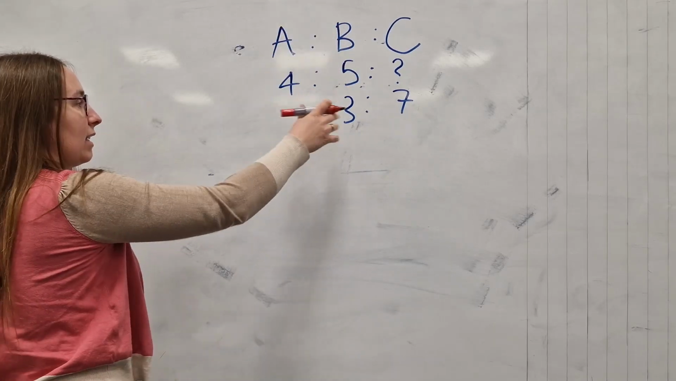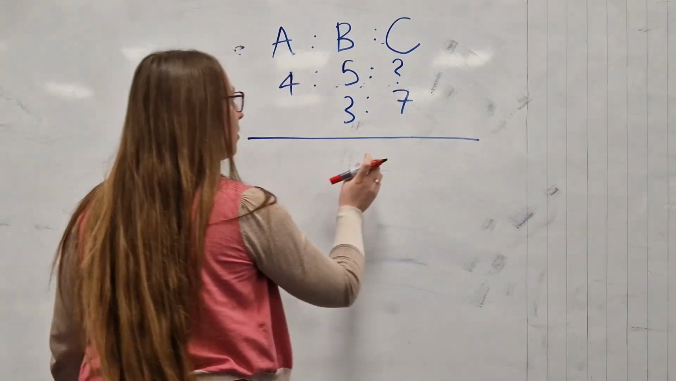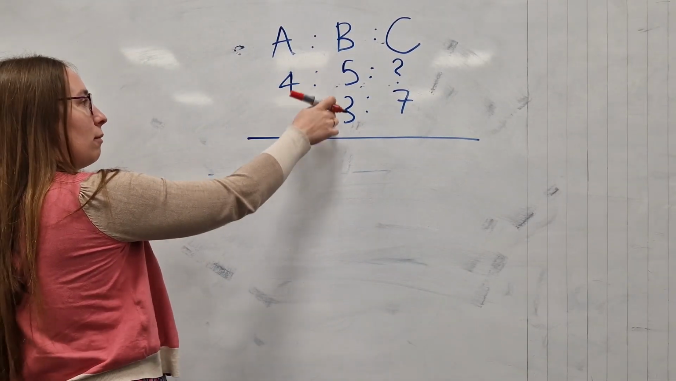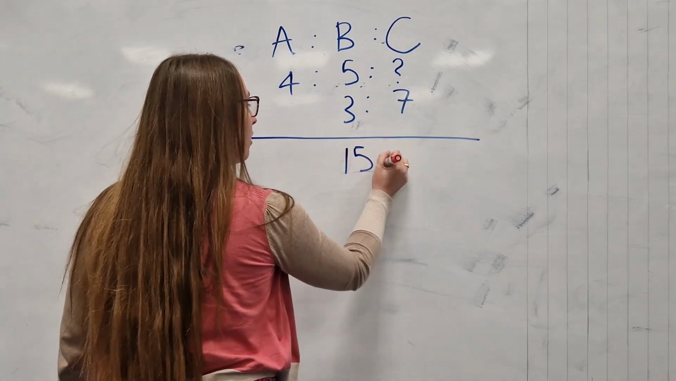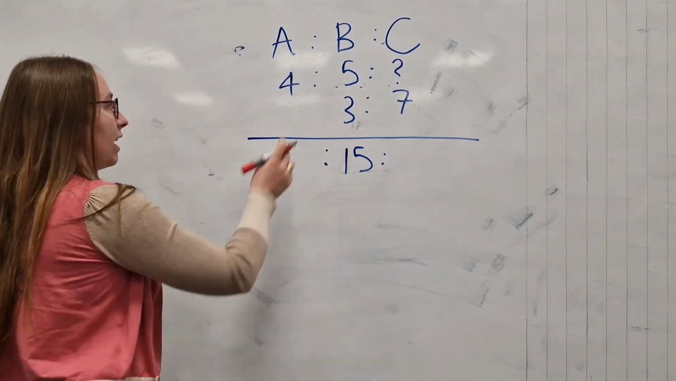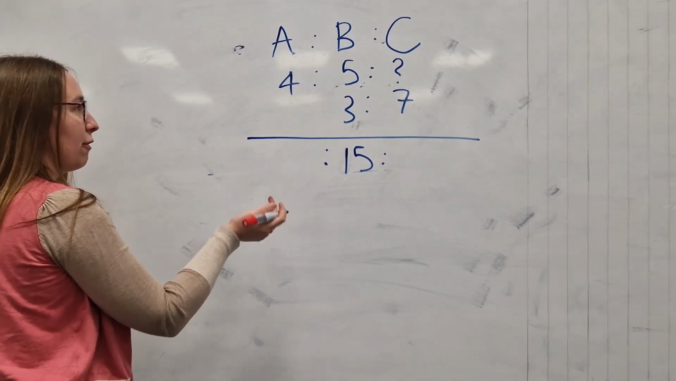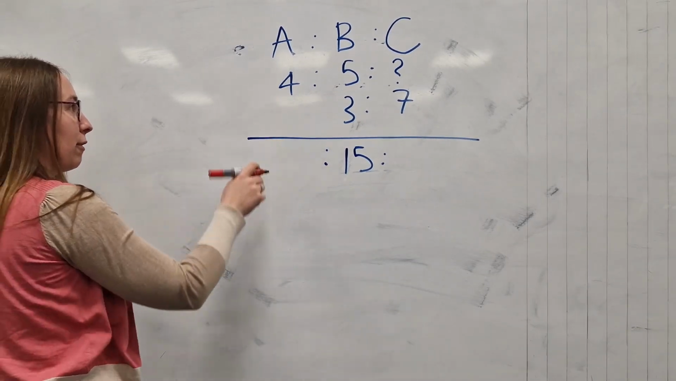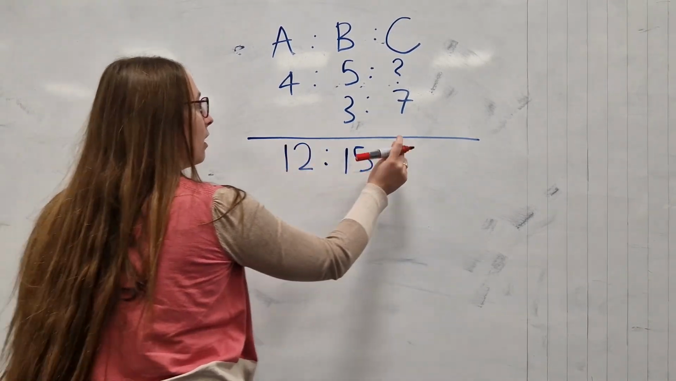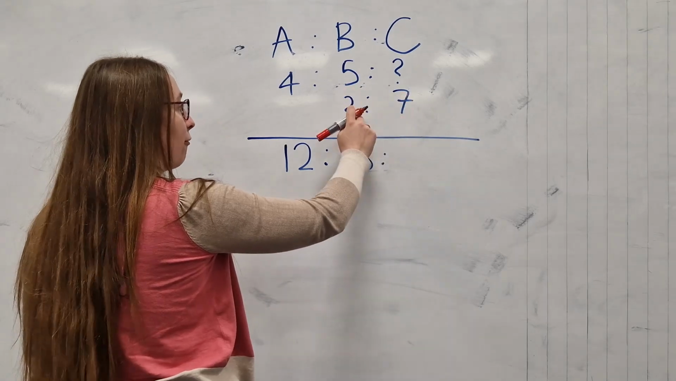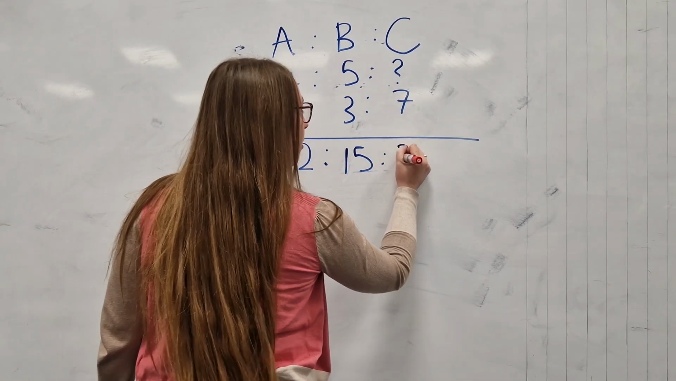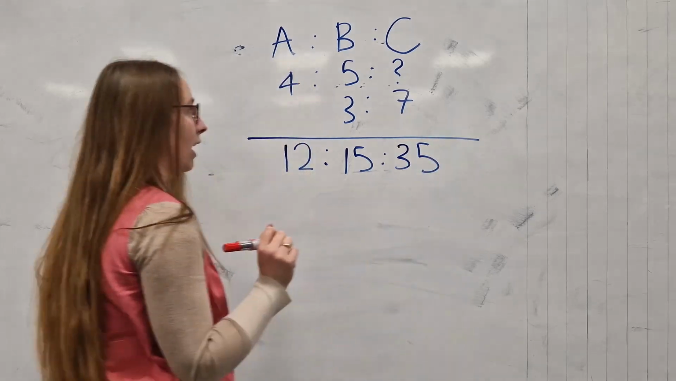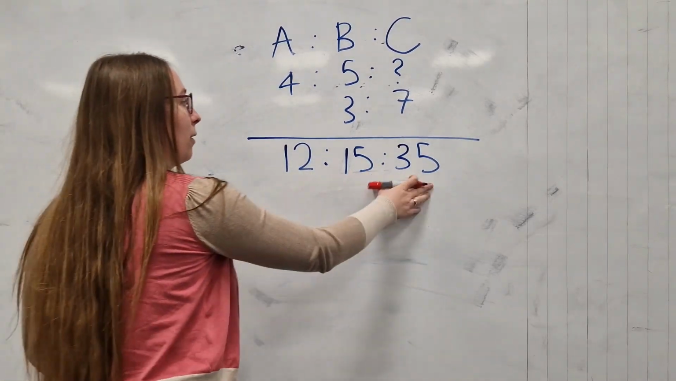So we want to make this into one ratio. So we find the lowest common multiple of 5 and 3, which is 15. And then to get from 5 to 15, we times it by 3. So we're going to have to times 4 by 3, which is 12. And then here to get from 3 to 15, we times by 5. So we have to times 7 by 5, which is 35. Okay, so we have our final combined ratio.